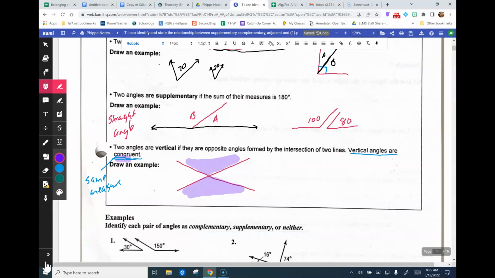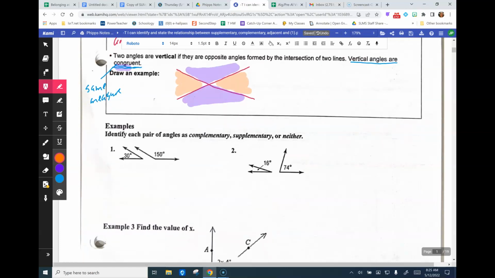So another pair, yes, when you have intersecting lines, you're going to have two pairs of vertical angles. So these angles in orange are vertical angles with these angles. Okay, so the purple pair is vertical angles and the orange pair are vertical angles.